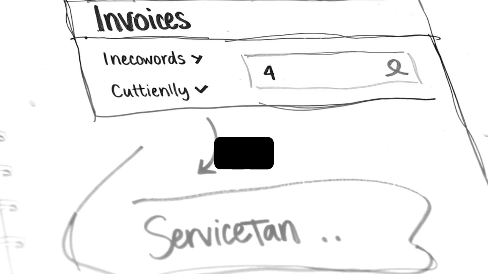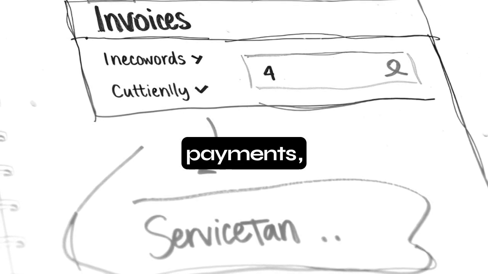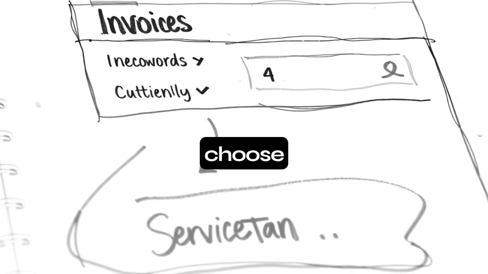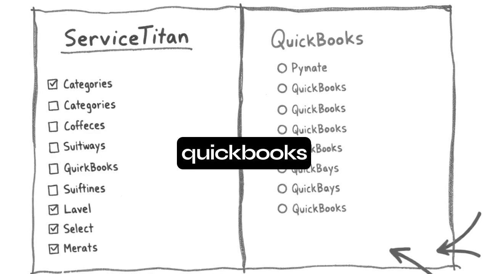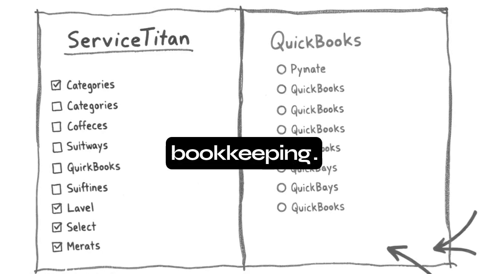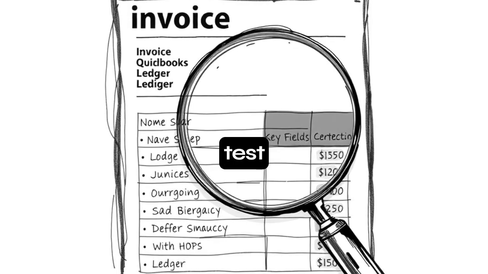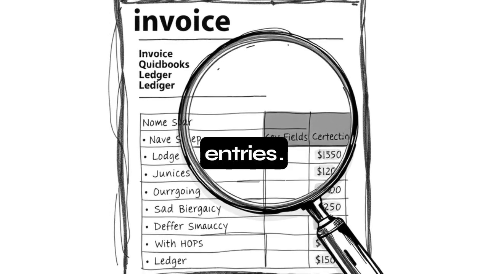Set initial sync options: invoices, payments, and customers, then choose your sync frequency. Map ServiceTitan categories to QuickBooks accounts to ensure accurate bookkeeping. Run a small test sync using a sample invoice and verify the corresponding ledger entries.